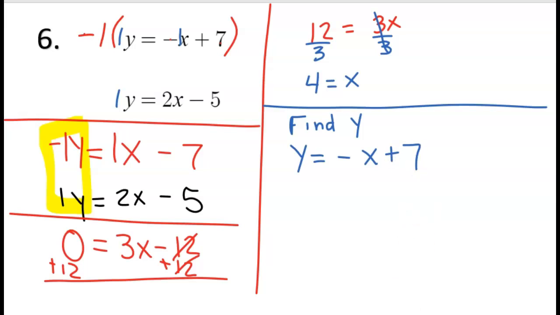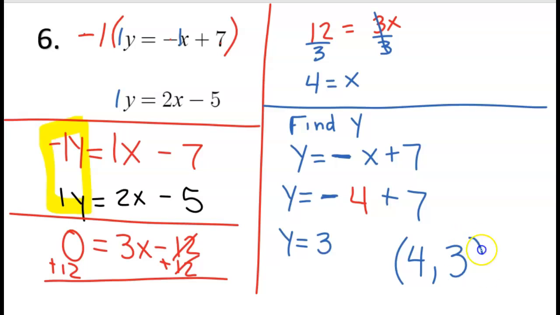Go back to the first one before I did anything to it. In place of the x, I'm going to put a 4. Now, this negative was already here. And so in place of the x, I put a 4. And so negative 4 plus 7 is, make sure when you write down your answer point that you write it down in x, y order.